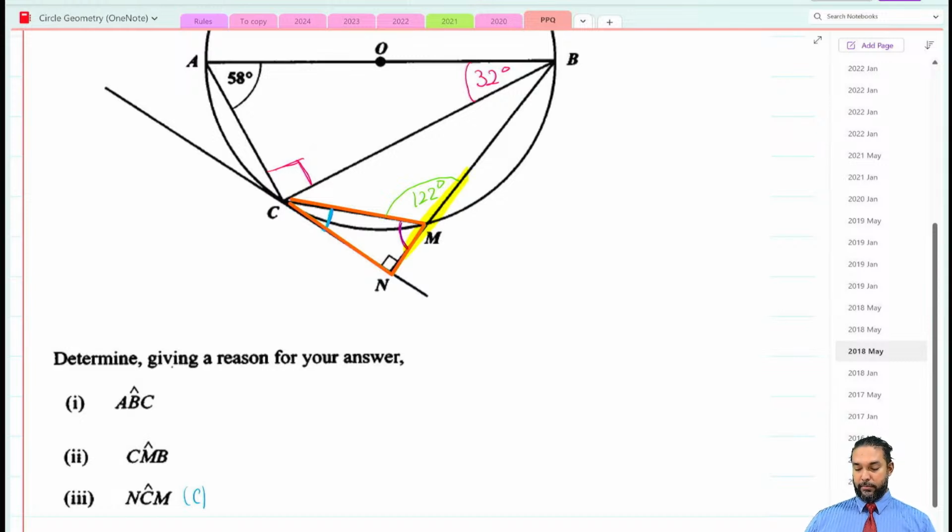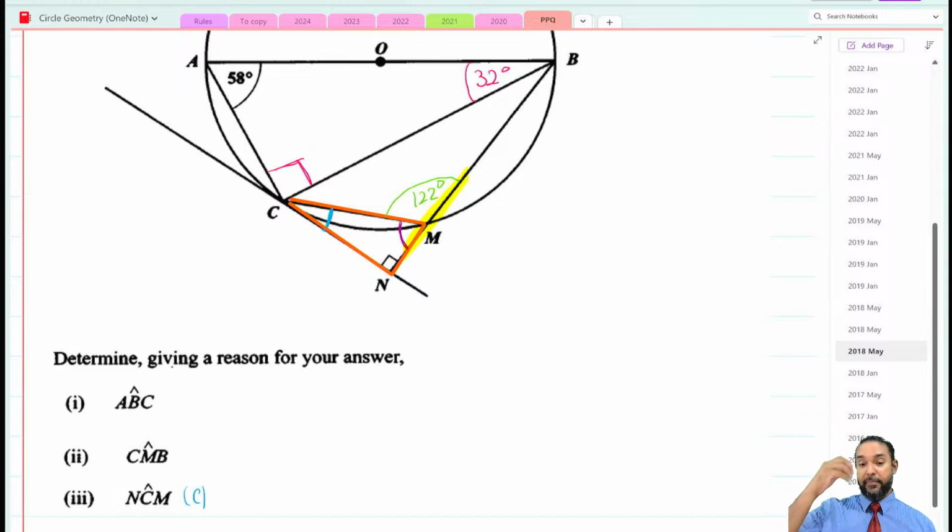Is there anything to do with the fact that A is 58 and M also is 58? Is there a route to which one ends up being 58? M and A. That's a good question. Hold on. Actually, yeah. Remember the rule we were talking about earlier, the exterior angle of a cyclic quadrilateral is equal to the opposite interior?